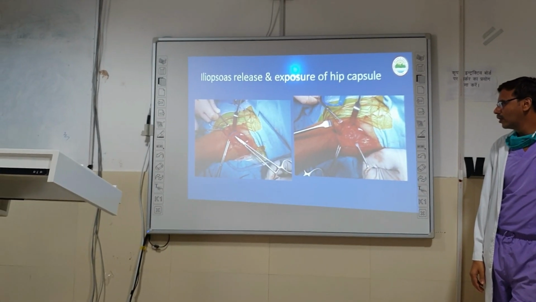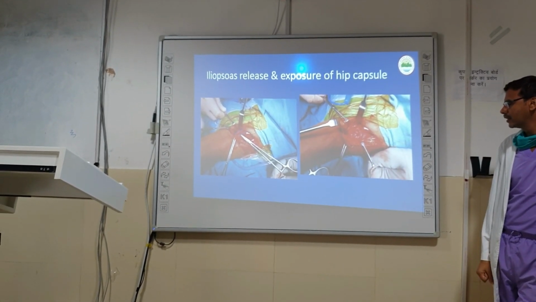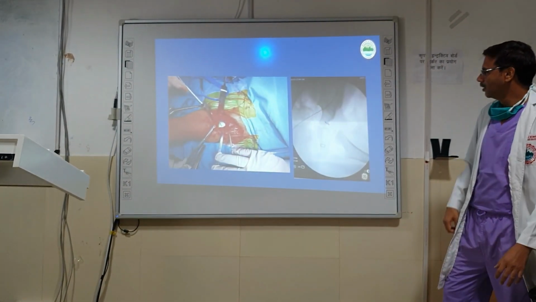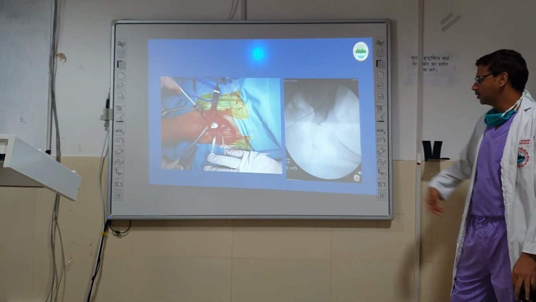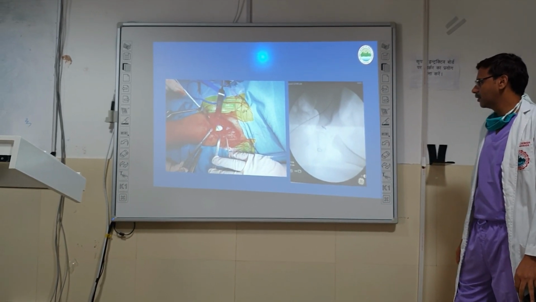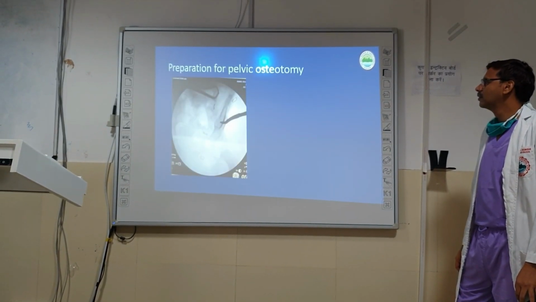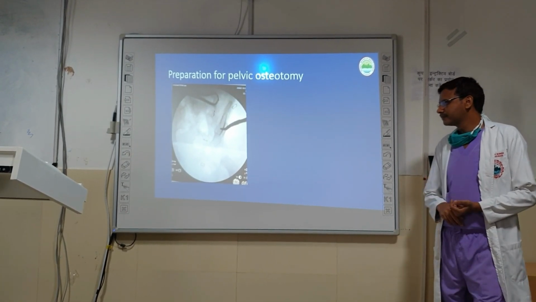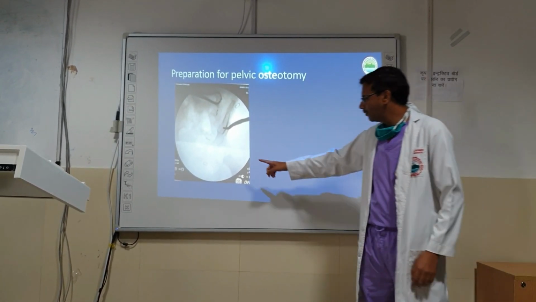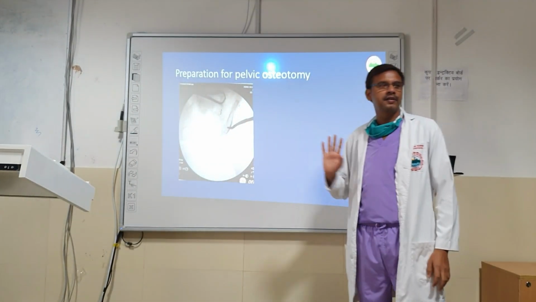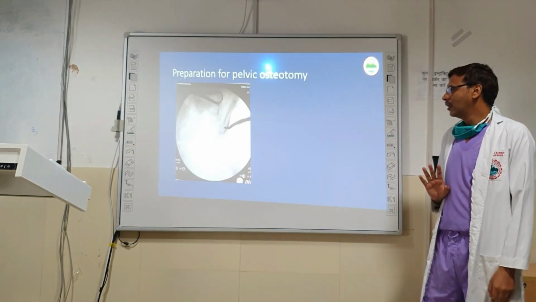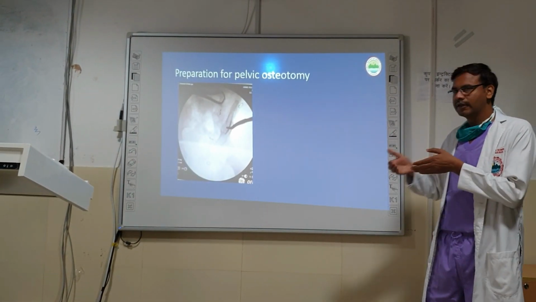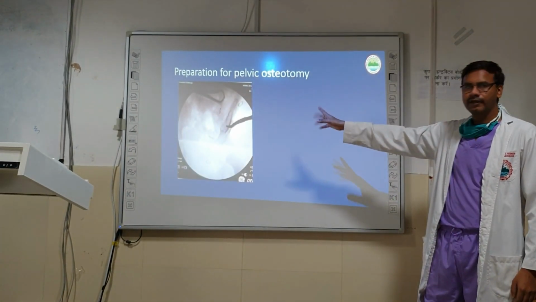Next. So now our capsule is fully visible. Next. So now you have to give a T-shaped incision into the capsule, and then you have to reduce it. So this is the intraoperative check radiograph after reduction. Next. Now this is the preparation for pelvic osteotomy. So you can see that before pelvic osteotomy, my femoral head is inside the acetabulum. Okay. Then you have to make sure that one of the Hohmann retractors is inside the sciatic notch. So this Hohmann is inside the sciatic notch.